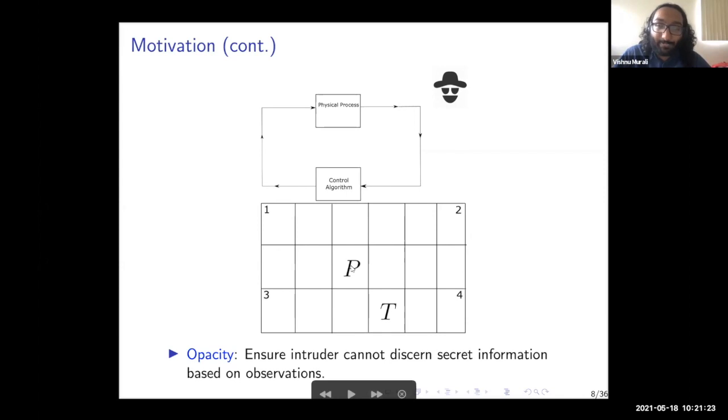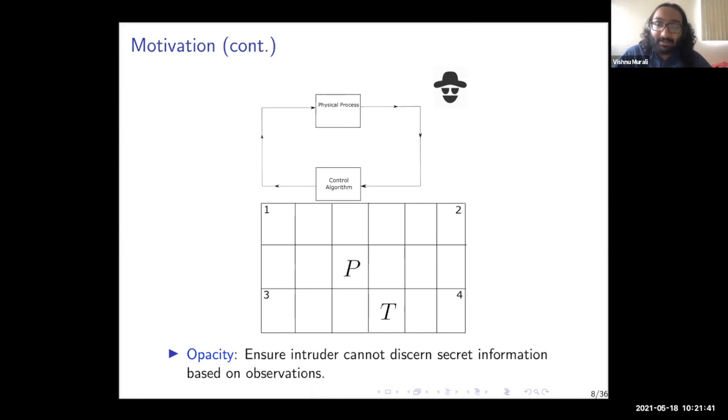Therefore, the intruder, if he is able to observe the vehicle after 3 time steps at location P, can infer that the vehicle did in fact start from a bank location. And so we say that this system is not initial state opaque.